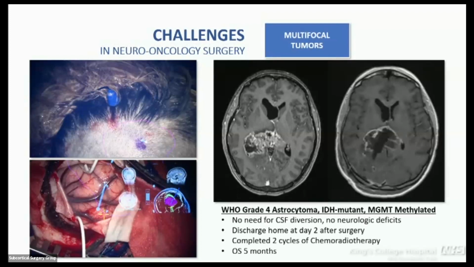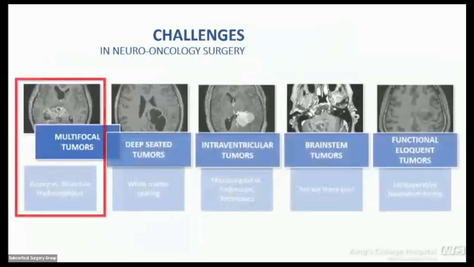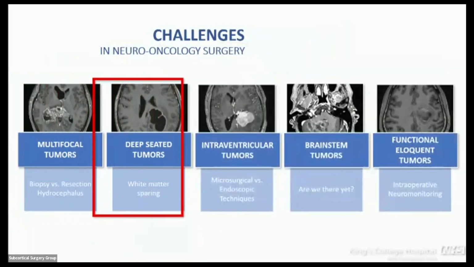You can see that the ventricle size is smaller, that the septum pellucidum came back to its place. The patient did not need any shunt at all after the surgery. He was discharged 2 days later, and he had some chemo and radiotherapy in the weeks after.